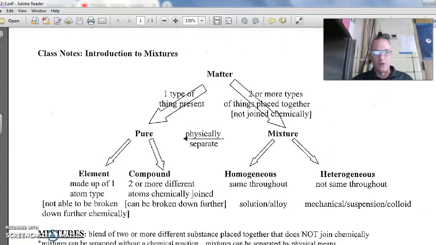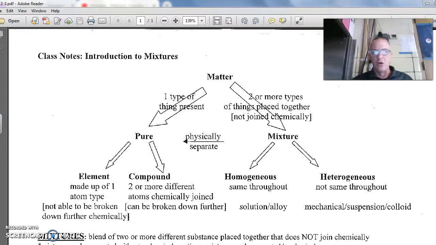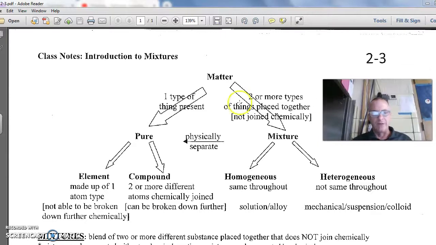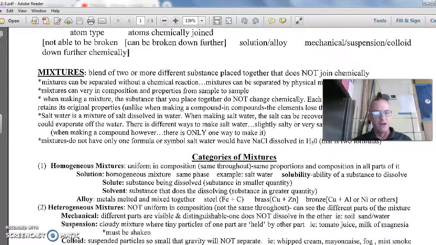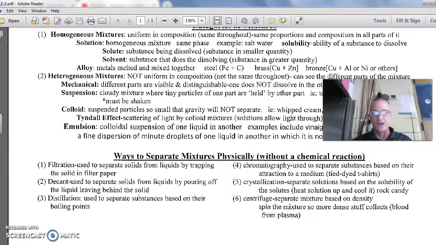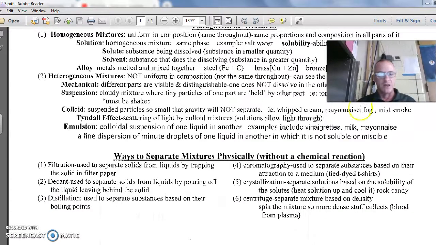Folks, welcome back to our third and final video over Class Notes 2.3. In our first video, we did a quick review of the difference between mixtures and pure substances, and we also introduced what homogeneous mixtures are. In the second video, we focused entirely on the types of heterogeneous mixtures. And finally, in our third video, we will be discussing ways to separate mixtures.